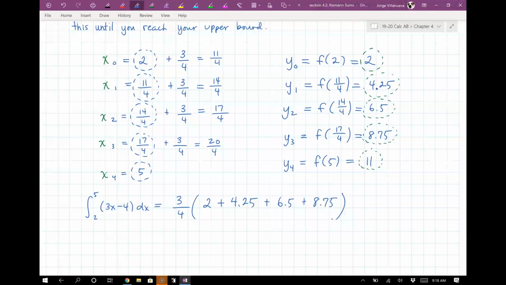So all you have to do is get your calculator, add those numbers together, and multiply them by 3/4, and we get 16.125. So this is saying that the area underneath the curve using a left-hand method is going to be 16.125.